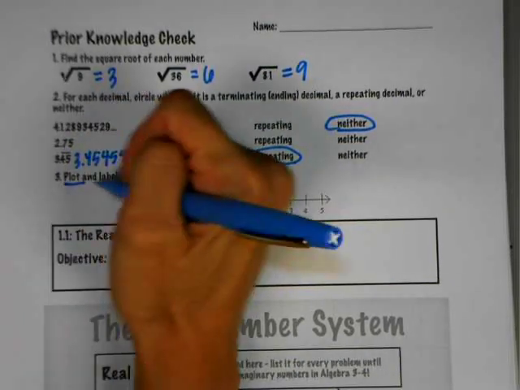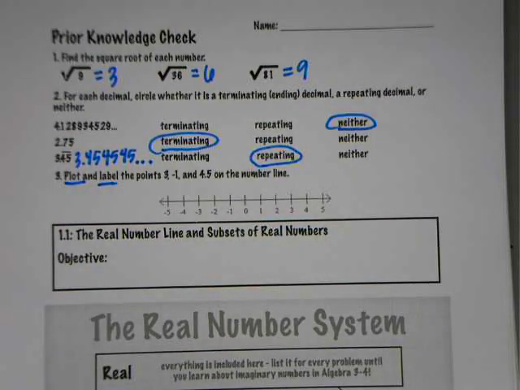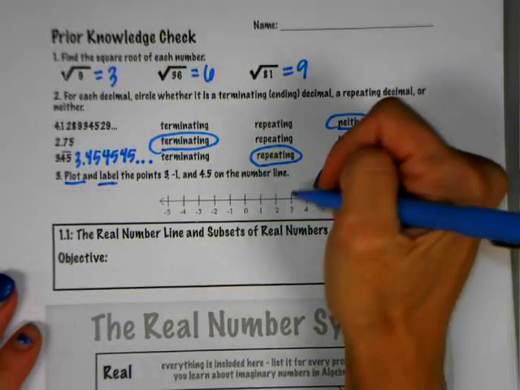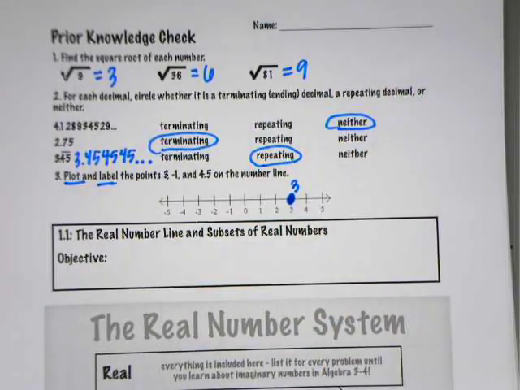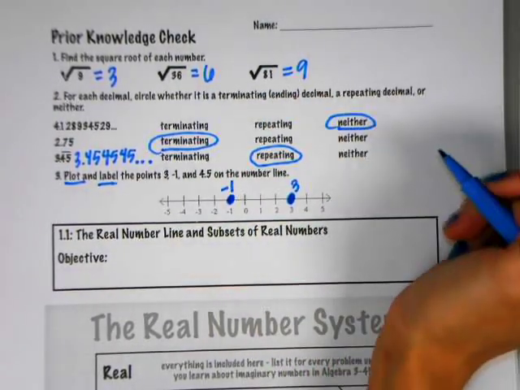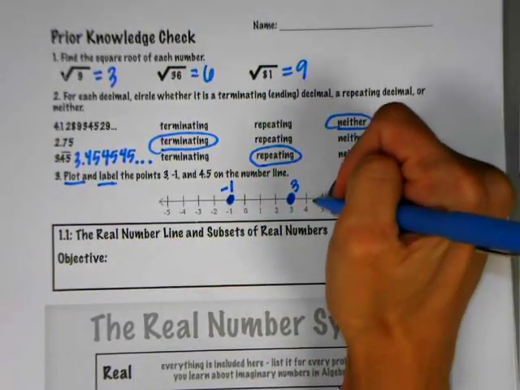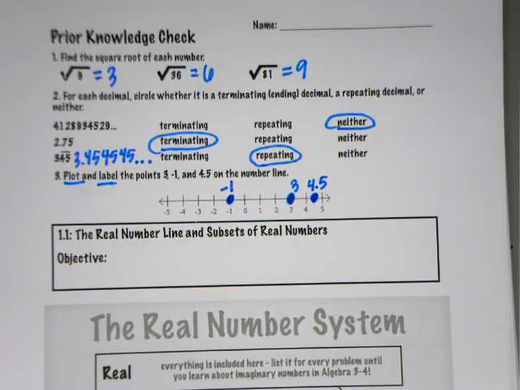And then plot and label. So two things, plot, label. For plot, they're wanting the dot. For label, they want you to label with the dot where the dot is, okay? So 3, zoom right there and label it with a 3. -1 right here, label it -1. 4.5 is halfway between 4 and 5, and label it 4.5. Okay? Any questions on that? Cool.